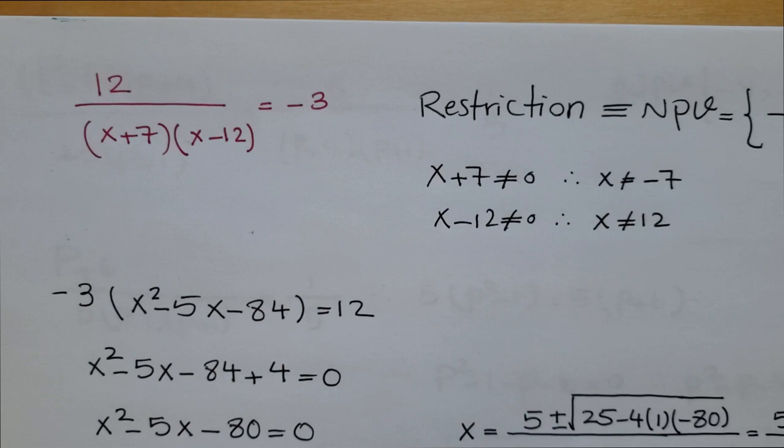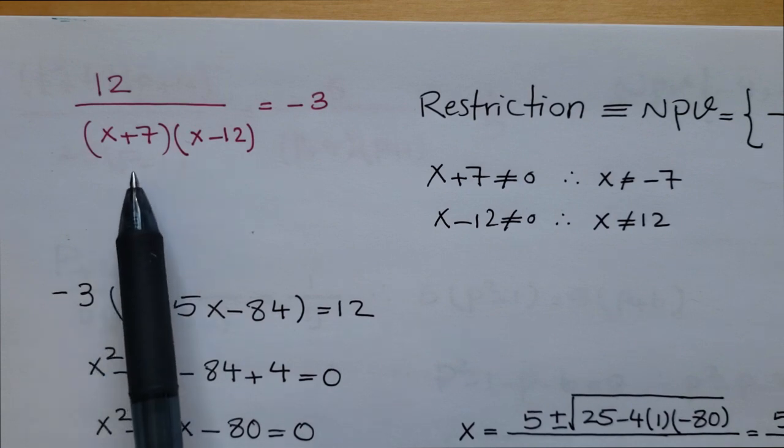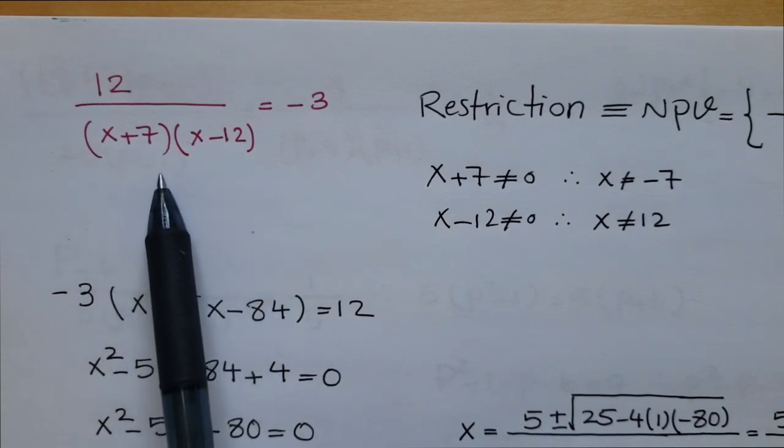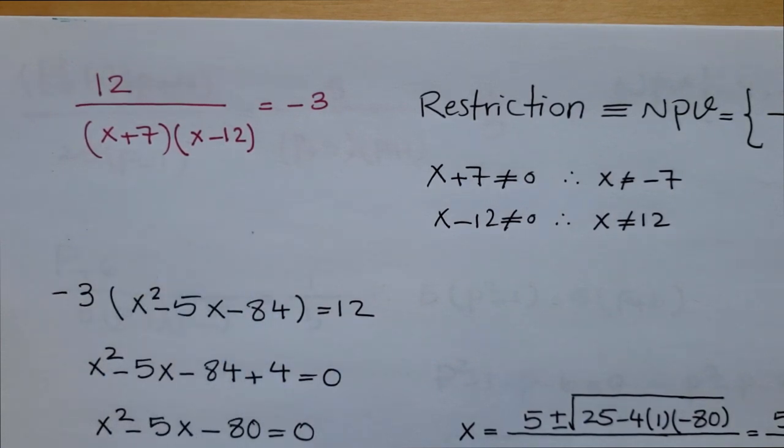The first step before jumping into solving them would be talking about the forbidden value or restriction, or in other words, NPV value. The NPV values, as a reminder, are the values which make the denominator of the fractions 0. So here I have this denominator which consists of two brackets, so I have to find the values which make it 0.